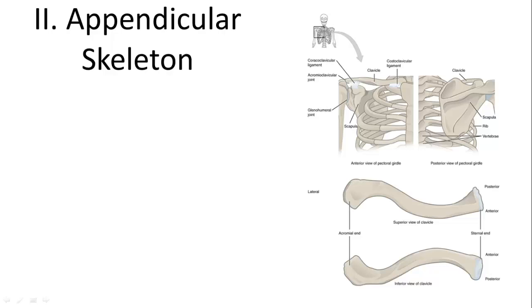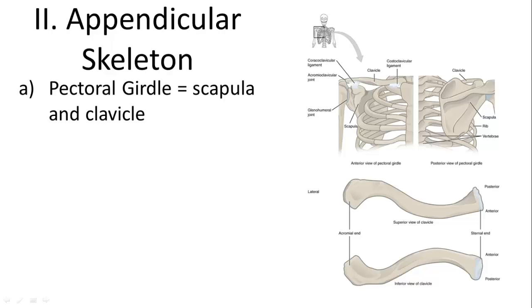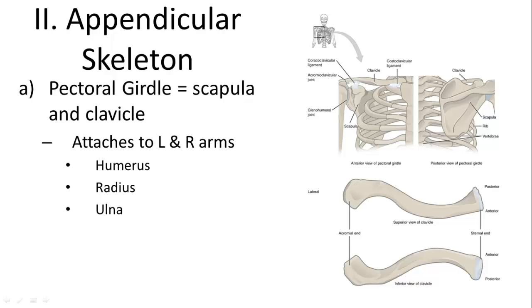Okay, and we're going to start with girdles. Girdles are basically attachments between the limbs and the axial skeleton. So the first girdle, starting up near the shoulder, is the pectoral girdle, which includes the scapula here and the clavicle here, this is your collarbone, forms your collar. And this attaches to our left and right appendages or arms. From there goes humerus, radius, ulna are together. The carpals, metacarpals, and phalanges.